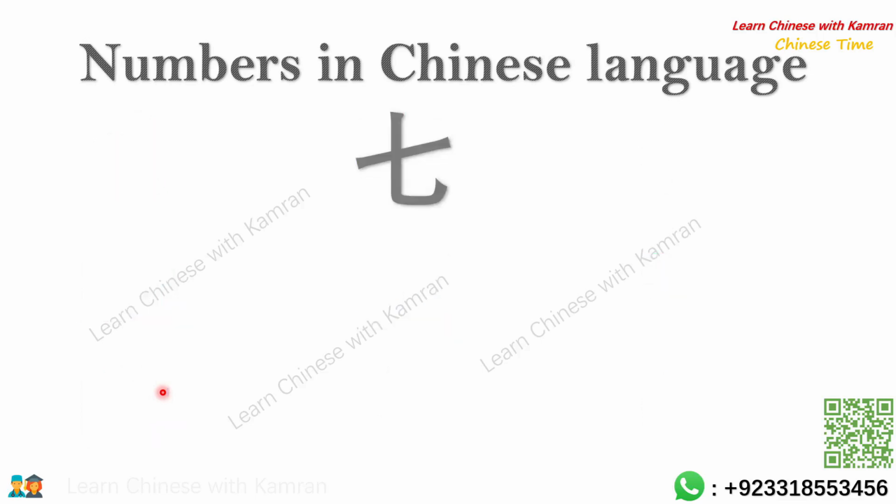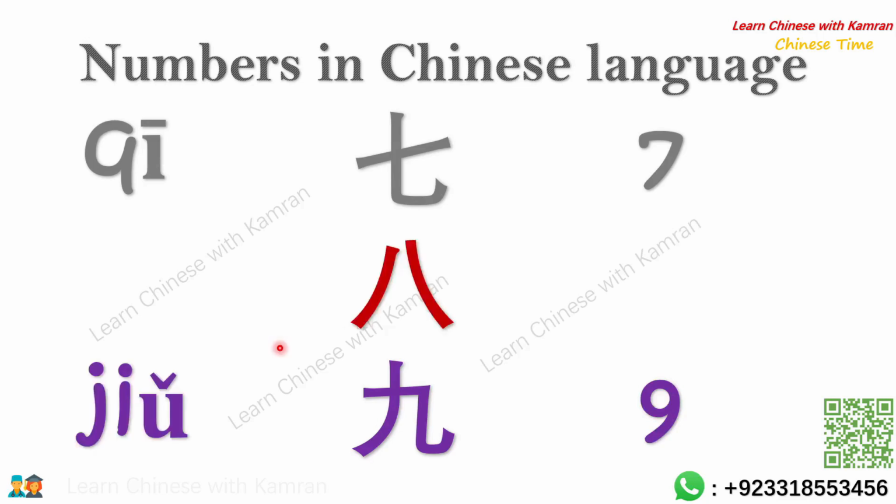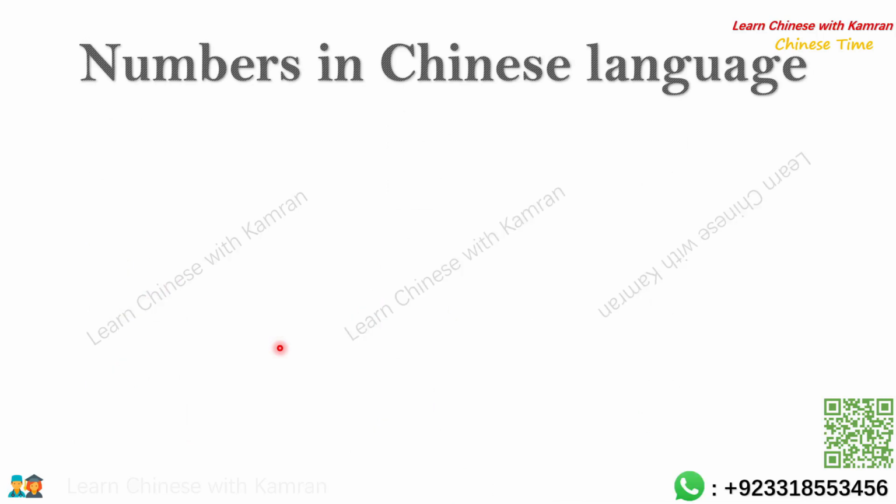9 is again a 3rd tone. We will see it in a moment. This is chi. You can see. And chi is 7. What is this? Yes, this is 3rd tone 9. Yes, this is 9. And this is 8, the easiest one. Pa. Good. I hope you can read from 1 to 10.